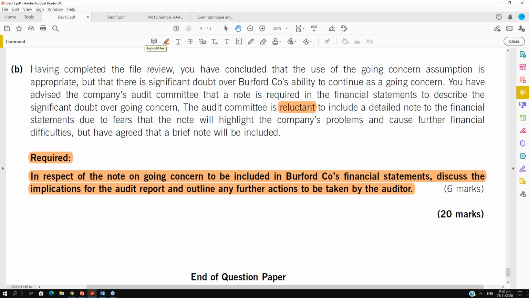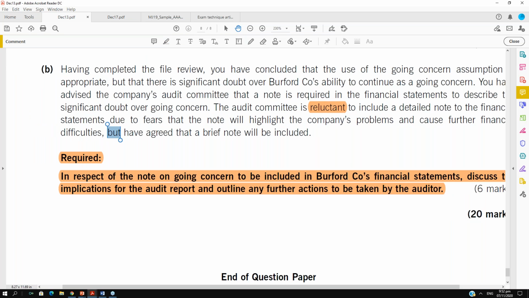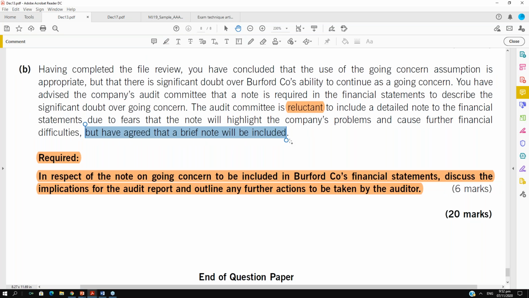So the audit committee is reluctant to include a detailed note due to a fear that the note will highlight the company's problem, but have agreed that a brief note will be included. Are they giving zero disclosures, or are they giving some disclosures? Are they giving the full note, or are they giving a partial note? So do you believe a partial note is better than a zero note?